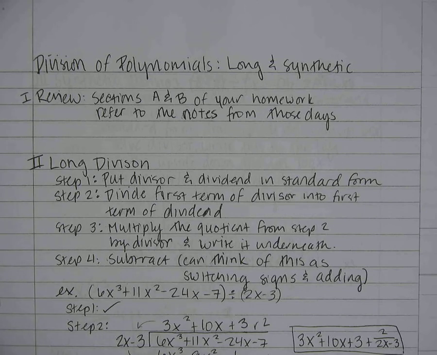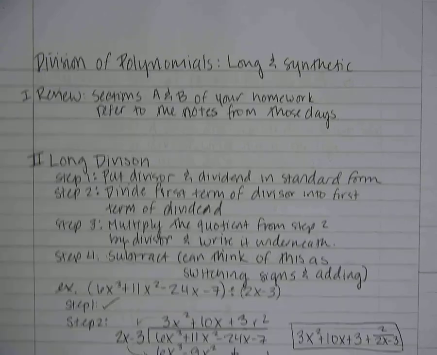Then you want to divide the first term of the divisor into the first term of the dividend. And you'll write this up top and then multiply the quotient by the divisor and write it underneath. Step 4, subtract. I recommend to think of this as switching signs and adding. Okay, I know all those steps seemed way confusing, so I think it's best if we start working some examples, and I think that you'll be okay.